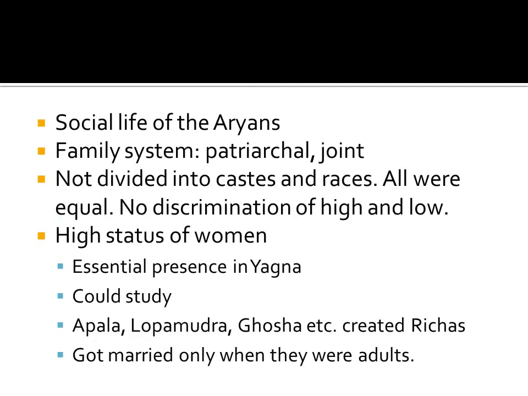Rig Veda provides us information about the social life of the Aryans. One of the units of society was the family, and the family system was patriarchal, and it was also a joint family system. Patriarchal means the male or the father of the family is the head of the family. Society was not divided into castes and races. Currently we have the caste system, but at that time there was no division of society as per castes and races. So all were equal in society.